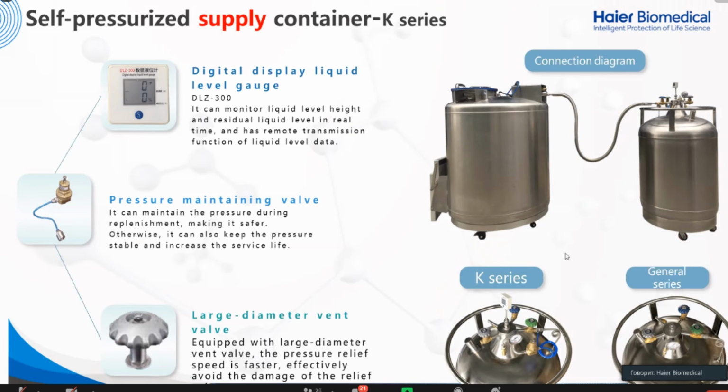At present, we have two kinds of self-pressure container. One is the key series. Another one is the general series. The difference is that the key series has an automatic management system and a digital display liquid level gauge on it.